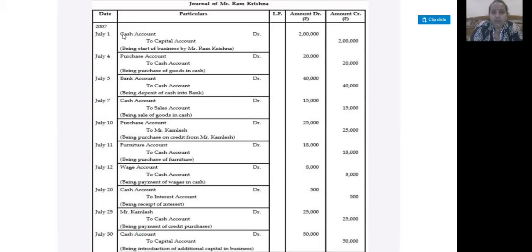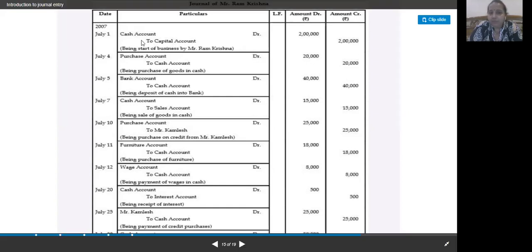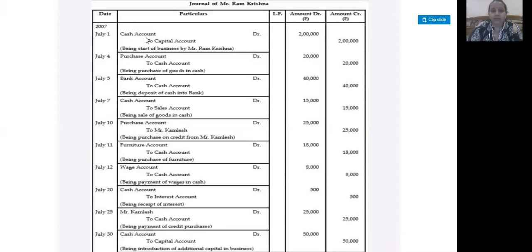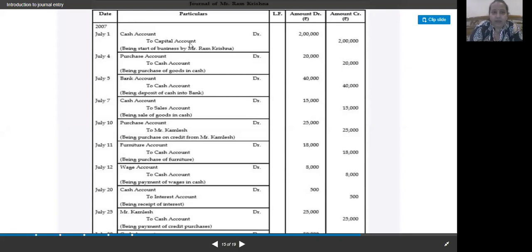Now see this, cash and capital. I told you that for debit you will be using the word debit, and the amount will be written on the debit side. Then for the credit amount, for that you will not be writing credit, you will be using the word 'to'. Is it fine? I repeat, I have not yet told you how to make the transaction, I have only told you how to write it. How to write it will be different. What are the things to be taken care of, that I am discussing.